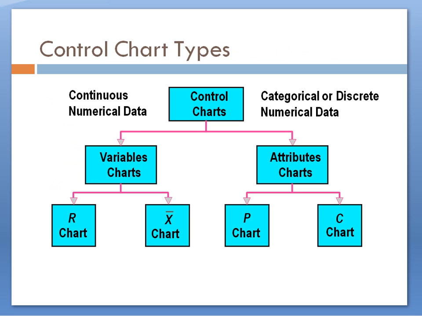So the control chart type that you're going to use will depend first on the type of data that you have. If you have continuous numerical data, you know that you have to use variable charts. If you have categorical or discrete numerical data, you're going to use the attribute chart. Now, within those two categories, you also have different charts, and these will depend on the sample size, or, in the attribute case, on whether you have defects or defective pieces.